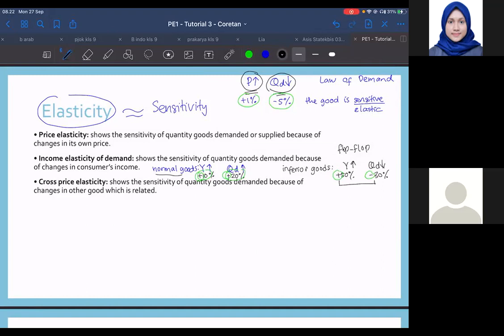And then next, the cross price elasticity. For example, for Indonesia, we have two kinds of mineral water, right? The one is Aqua, and the other one is Le Minerale.